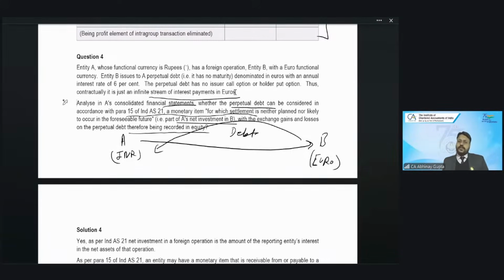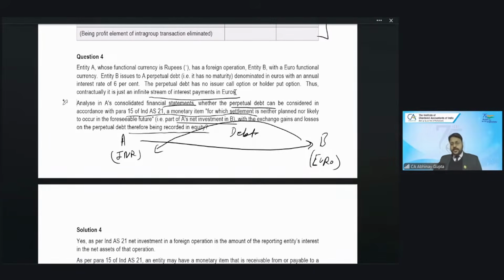So, what is the concept? The concept is it doesn't matter what the underlying transaction is, whether it is a sale or purchase, or a loan, or an equity investment. The only thing that matters is whether the repayment or return is planned or likely to occur or not. If it is neither planned nor likely to occur, irrespective of the underlying transaction's nature, then the transaction will result in a net investment by one company into the other company. Is that clear?